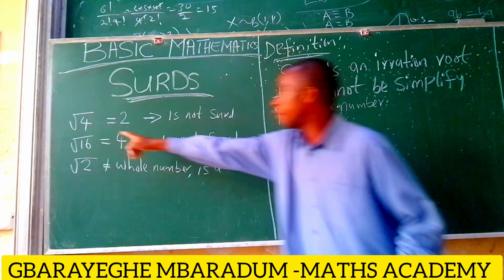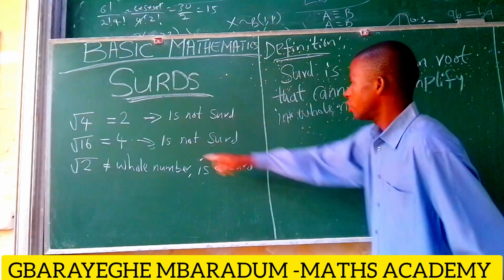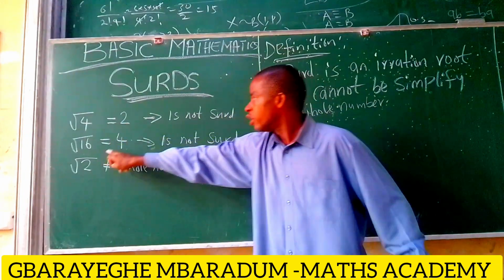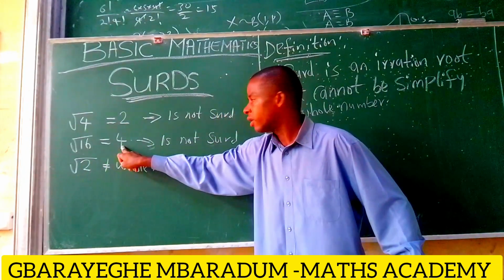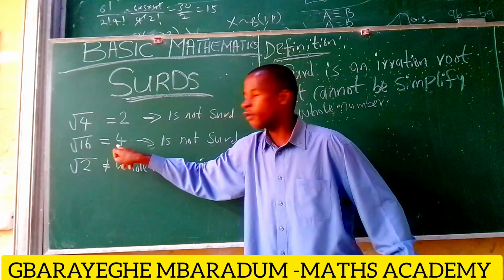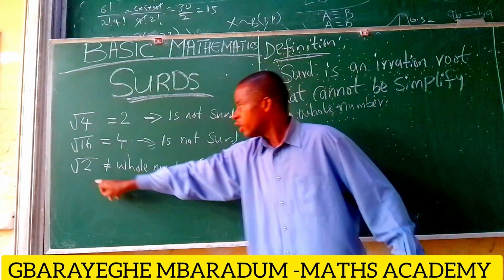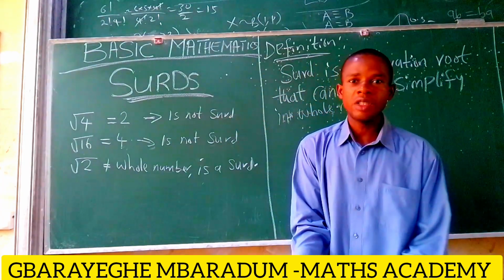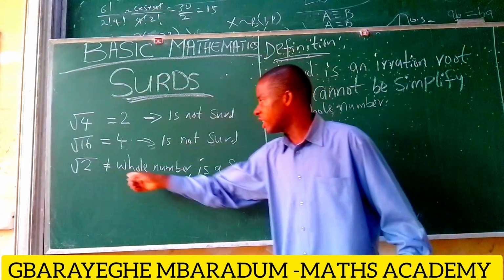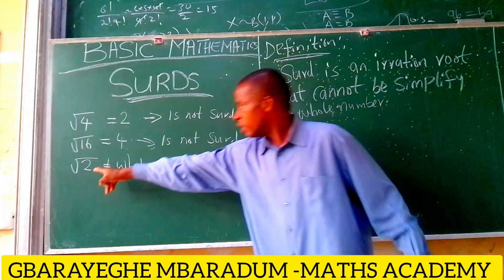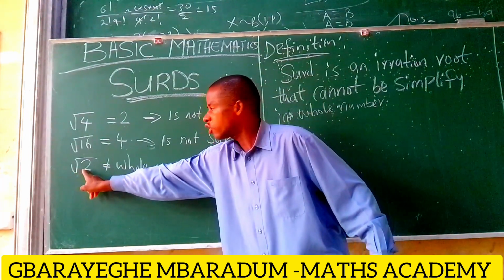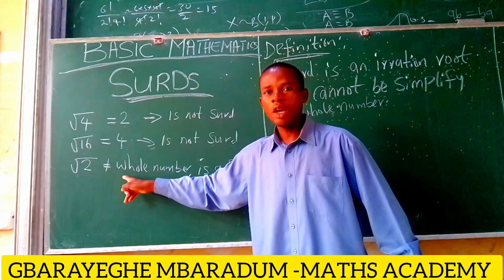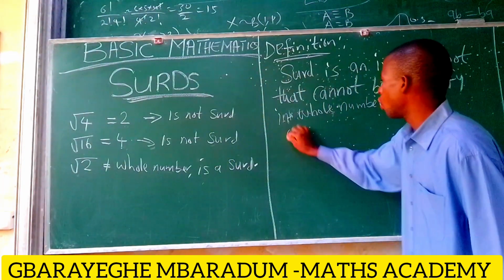From the example I gave here, you know that the square root of 4 gives us 2, right? And 2 is a whole number. Square root of 16 gives us 4, and 4 is a whole number. Square root of 2 gives us a decimal number. So since it does not give us a whole number, this implies that root 2 is a surd, because it did not give us a whole number.